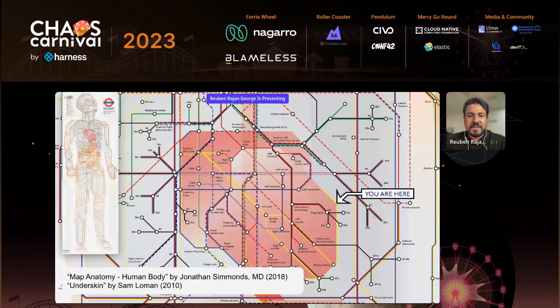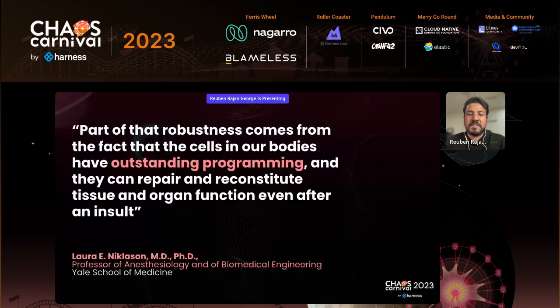And here's an excerpt from the Yale School of Medicine. There's a passage I'm going to read out, and then we can look at the next excerpt. The body is a battlefield. It deals with insults and injuries every day, from the sting of a paper cut to the massive damage that can occur during a stroke.